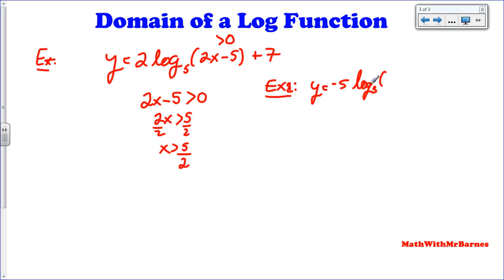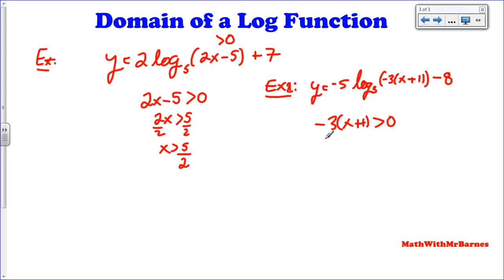And really, guys, these numbers I'm making up are totally irrelevant. The only thing that matters is what's inside. So let's say 3 times (negative 3x plus 1), minus 8. So again, I take what's inside and set it greater than 0, not greater than or equal. So negative 3x plus 1 is greater than 0. So what I need to do is get rid of this 3.